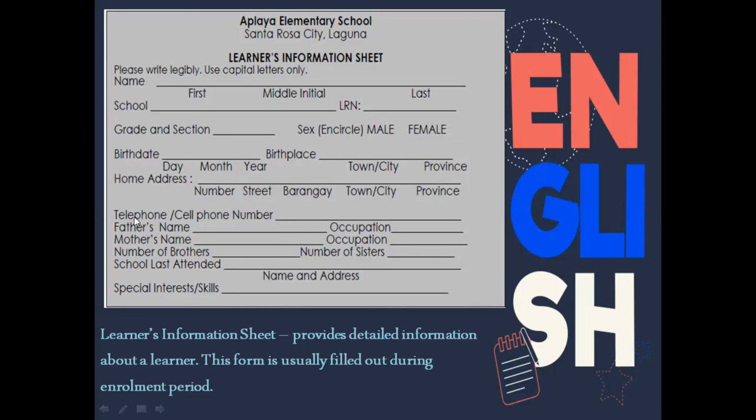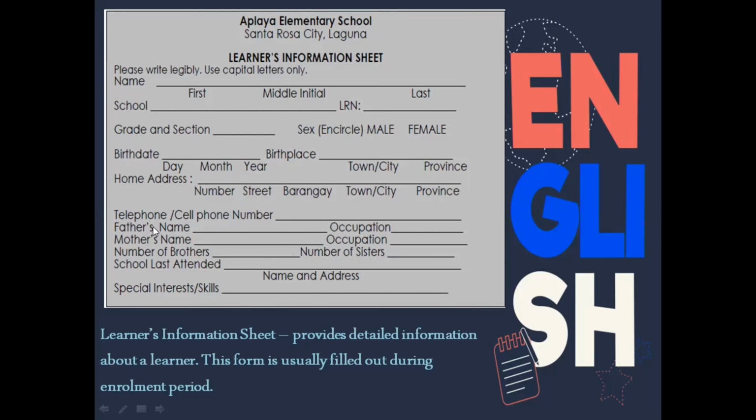And then it also asks for your telephone number or cell phone number, your father's name and his occupation, your mother's name and her occupation, the number of brothers and sisters you have, the last school attended, the name and the address of the school, and your special interests and/or skills.